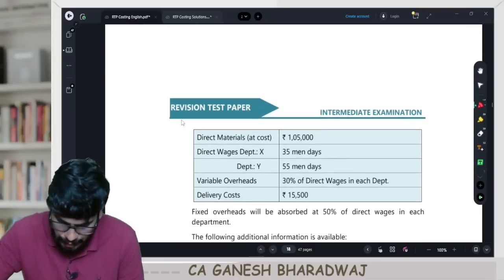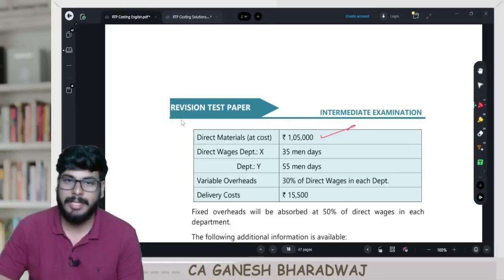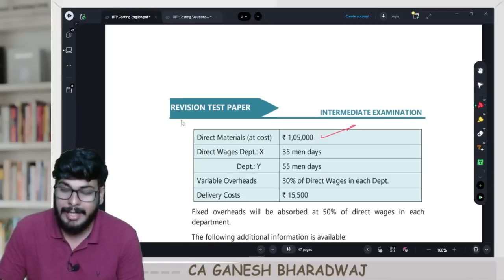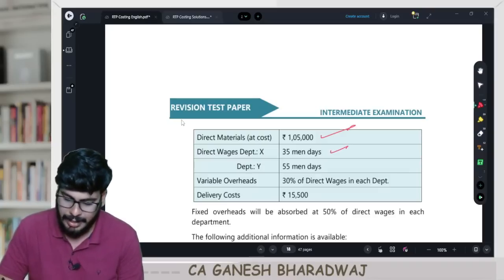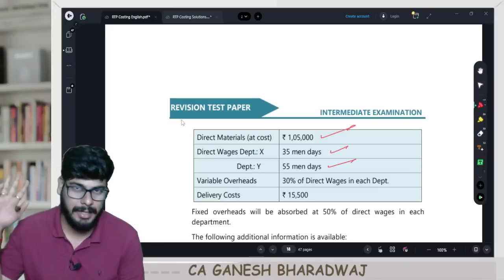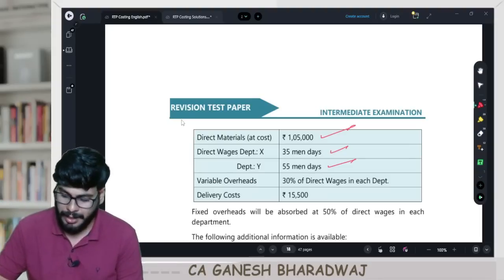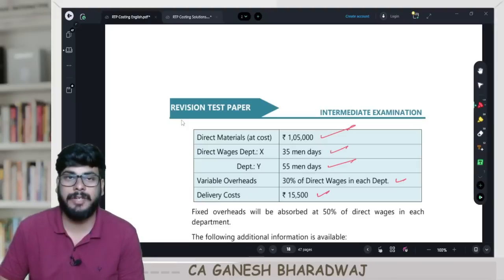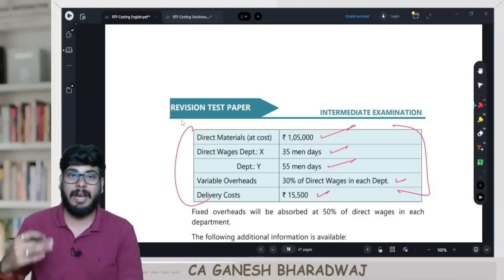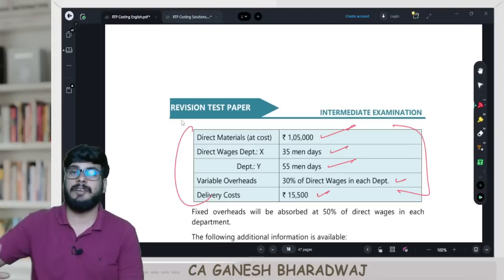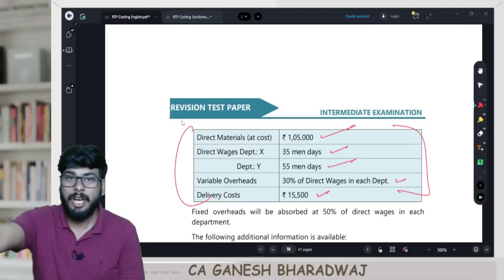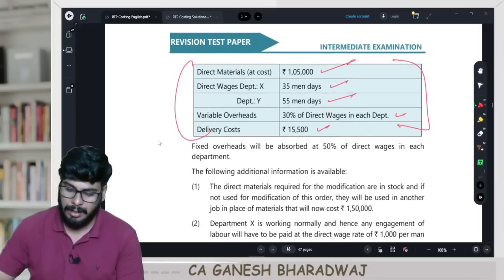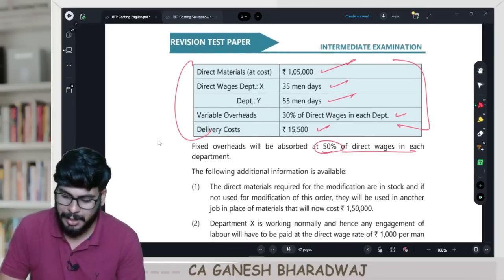First, direct materials at cost, it's given as 1,05,000. Now, direct wages in department X 35 men days, department Y 55 men days. Are you clear with this? Variable overheads 30% of the direct wages in each department. Delivery cost 15,500. These are the costs I will have to incur for this new guy who is ready to accept this machine with some modification. Are you clear with this? Now, fixed overheads will be absorbed at 50% of direct wages in department.